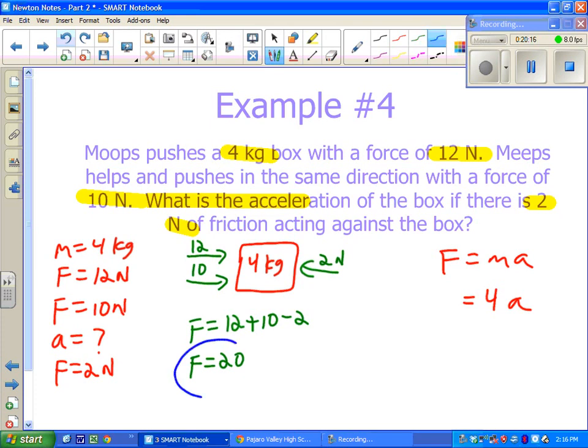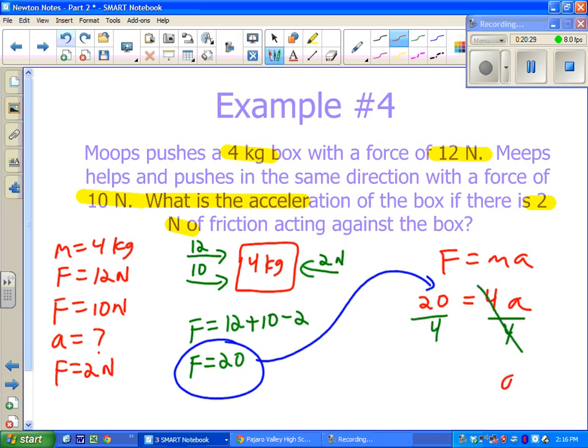And that is what we're going to put in right here. And now we can solve this. We can divide both sides. We get A is 5. So that was a little harder. But still, I don't think too bad. I think we can get it.